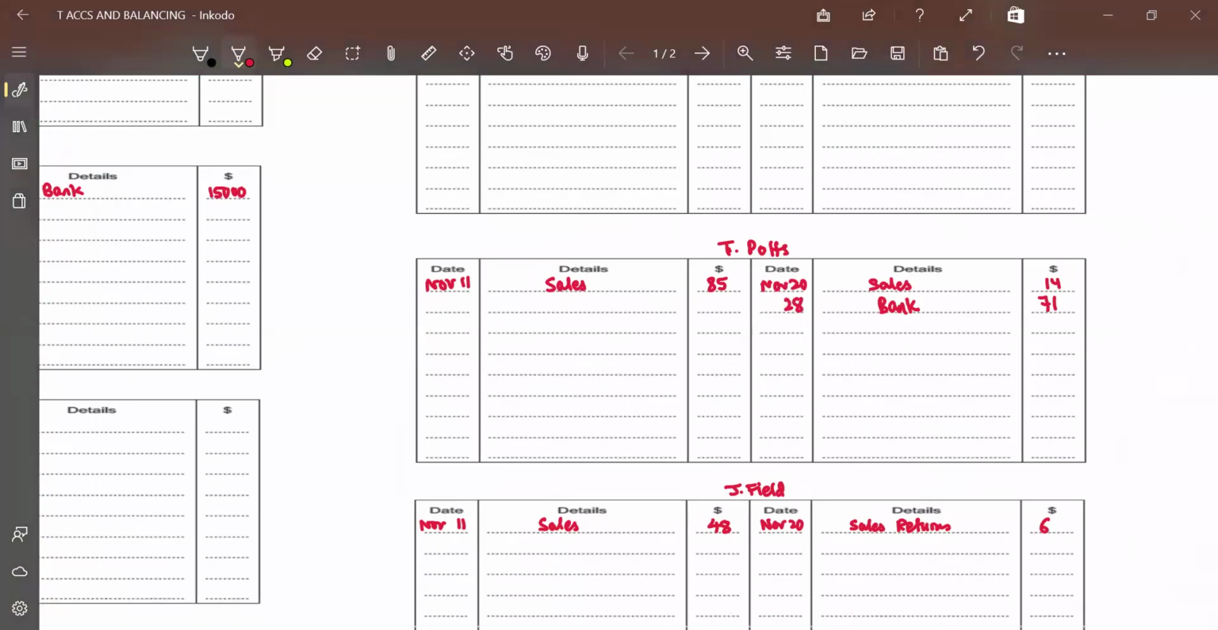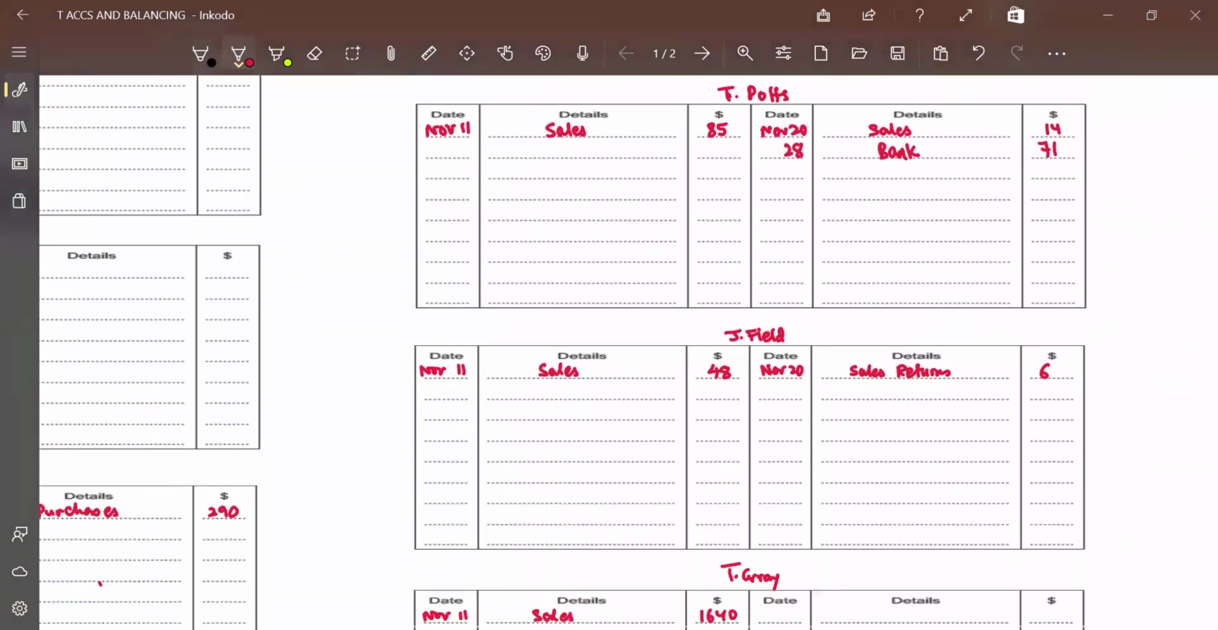You've received a check from Teapots and you've received a check from J Fields as well. That's $42 in the bank account on the 28th of November, right? Once that is done, yes, $42. And then that's it. The last transaction says proprietor.